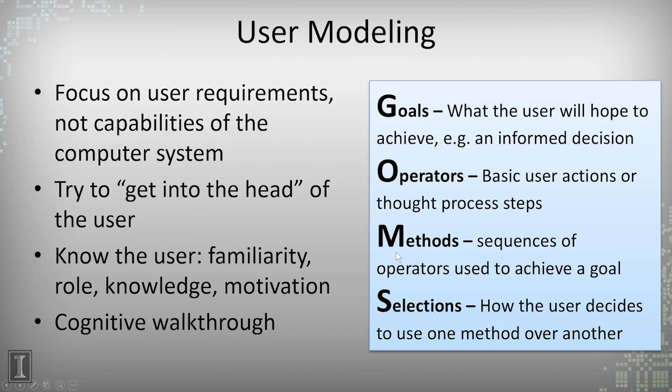And the user is going to be forming methods by stringing together these operations, and there may be multiple methods of achieving a goal. Which ones are you going to support? Try to support as many of them. There's more than one way to skin a cat. Users will have different methods to achieve a goal, and you want to be as flexible as possible in supporting those. And then finally, selections. When there's multiple methods, the user is going to have different ways of selecting which method to use, and you want to provide as much information as possible to be able to make an appropriate selection.